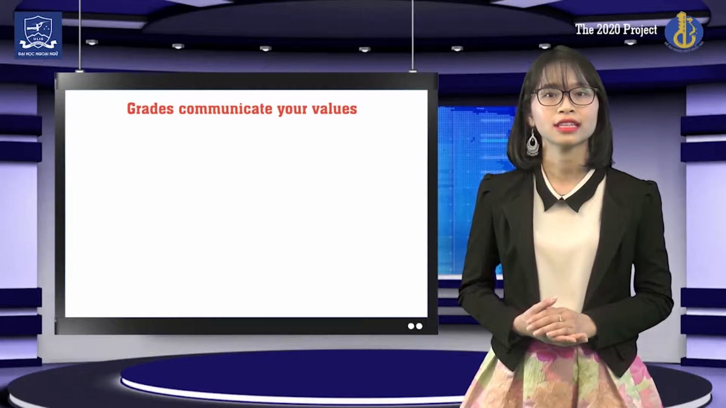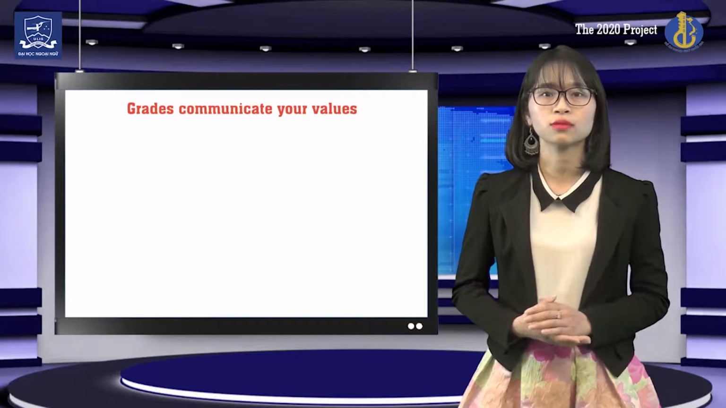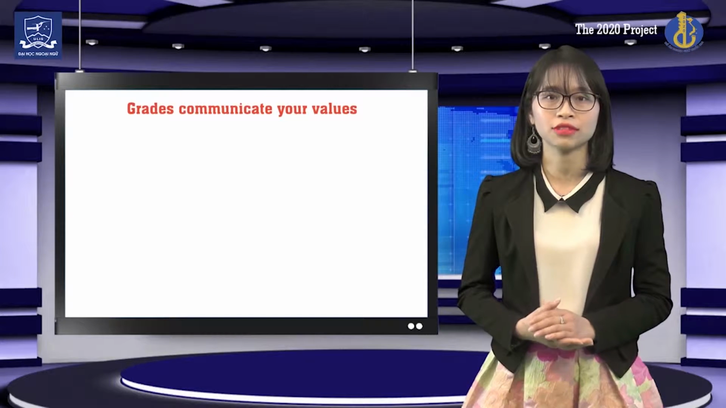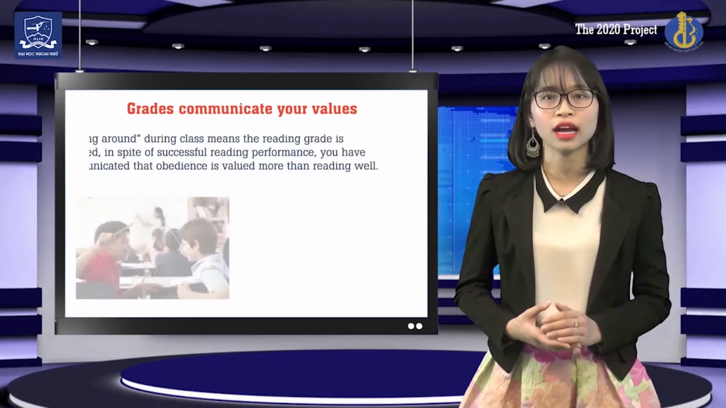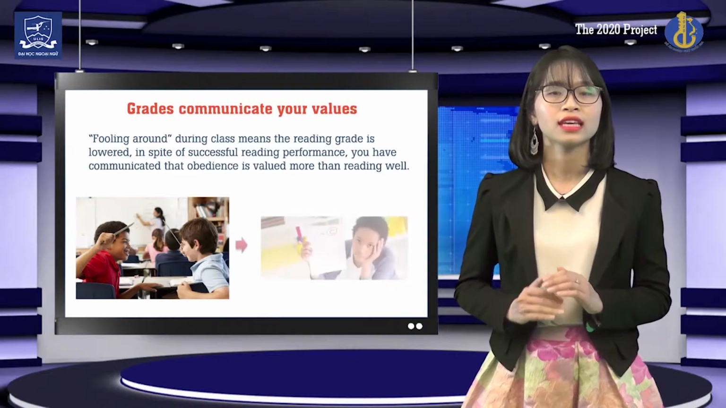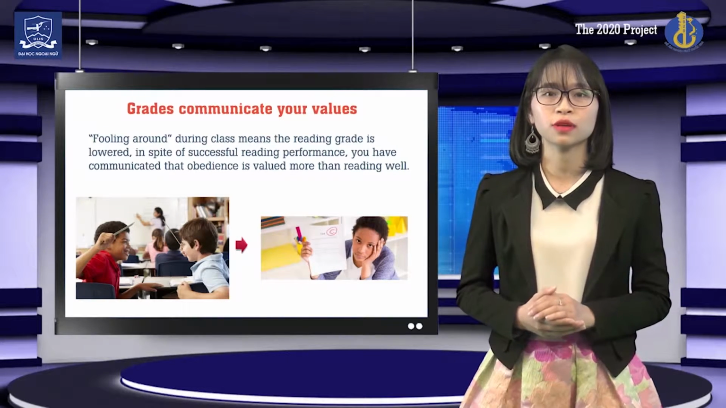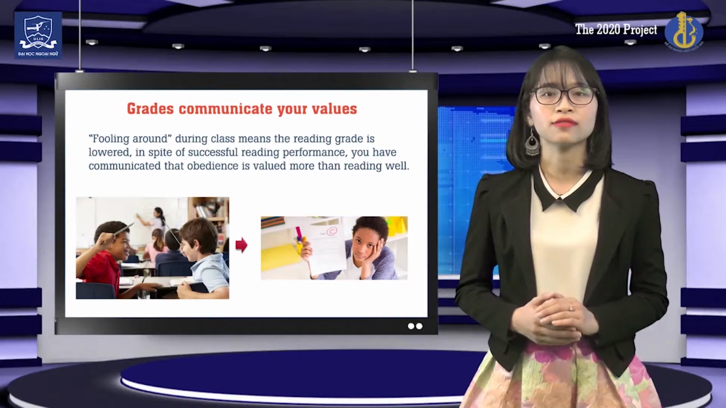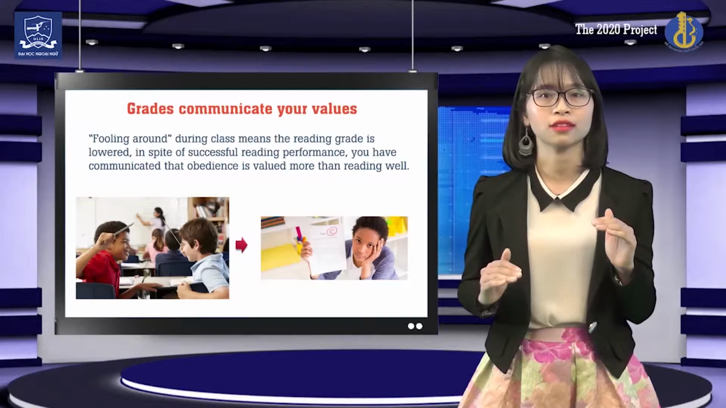For instance, if obedience to your classroom rules is rewarded by a mark of 9 or 10 in reading, but fooling around during class means the reading grade is lower, then in spite of successful reading performance, you've communicated that obedience is valued more than reading well.